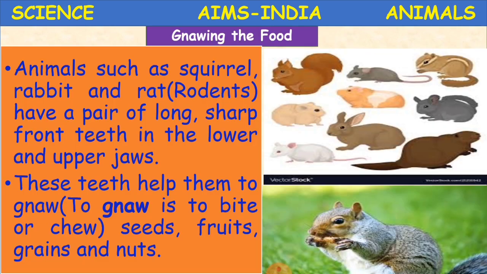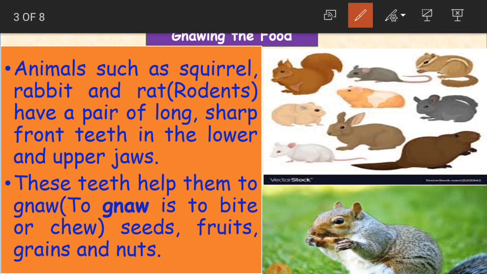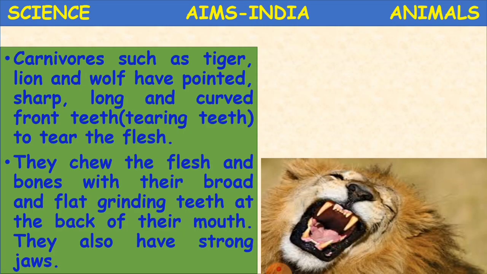Clear? And now, gnawing the food. Who gnaws the food? Squirrel, rabbit and rats. They have long, sharp front teeth in the lower and upper jaws. These animals like squirrel, rabbit and rat have teeth called rodent teeth. Okay children, these teeth help them to gnaw seeds, fruits, grains and nuts. In a sense, they bite or chew food such as seeds, fruits, grains and nuts. So this is another type of eating.